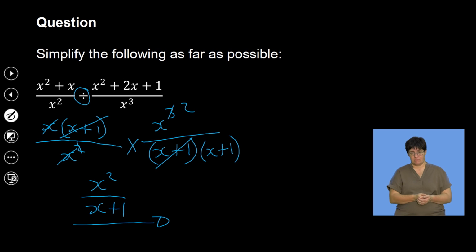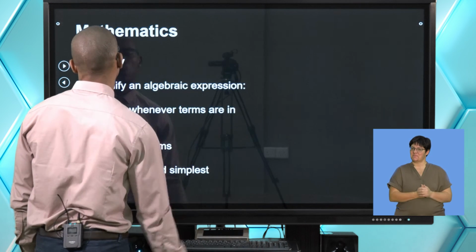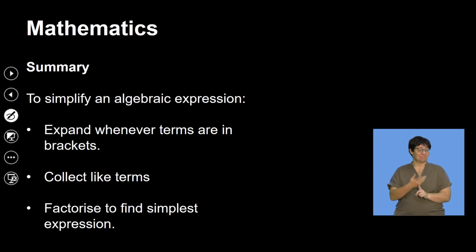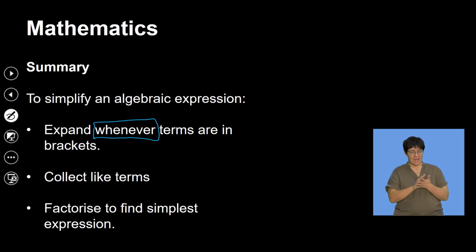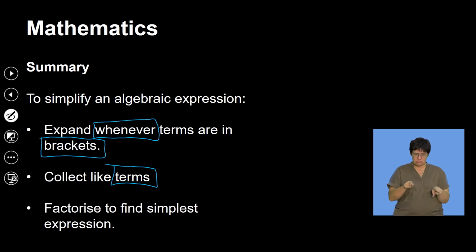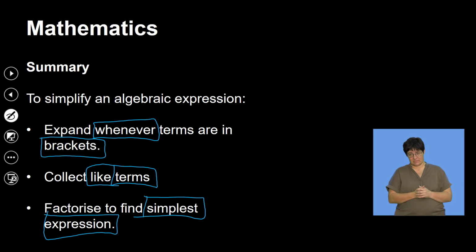The beauty of mathematics. Now, guys, what we've looked at so far: to simplify an algebraic expression, you need to expand whenever the terms are in brackets. Also, try to collect your like terms, and then factorize to find the simplest expression, right? And please remember the types of factorization that we spoke about: your common factor, your difference of two squares, your trinomial, and your grouping.